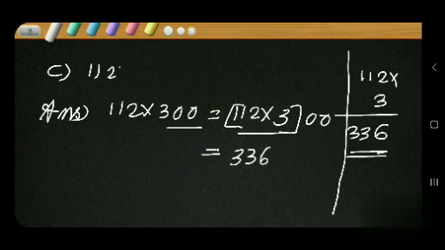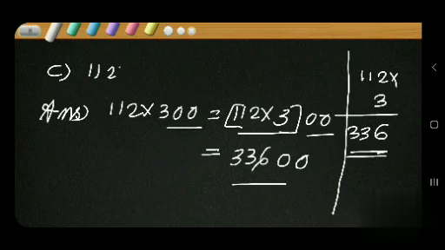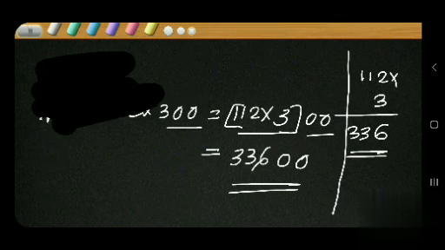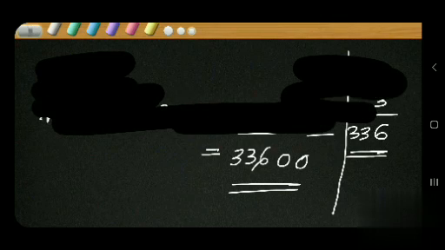And with this answer, how many zeros? 2 zeros, isn't it? How to read this number? 1s, 10s, 100s, comma, 1000, 10,000. So, what is the answer? 33,600.